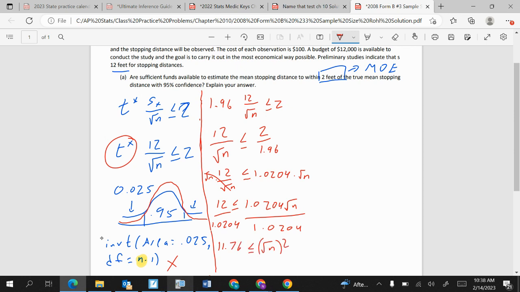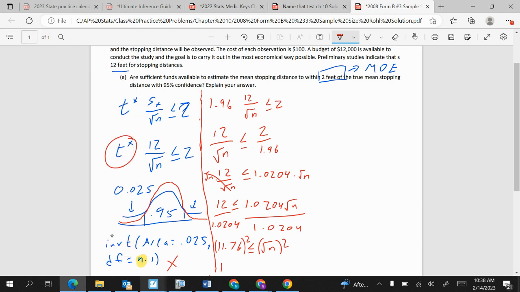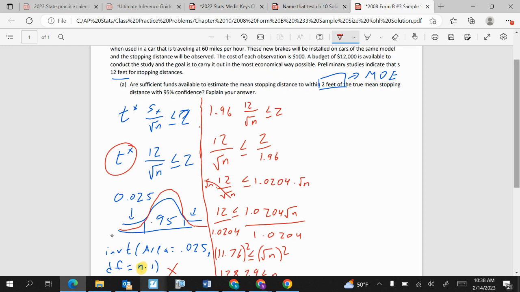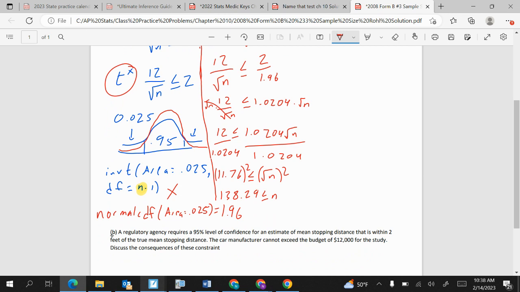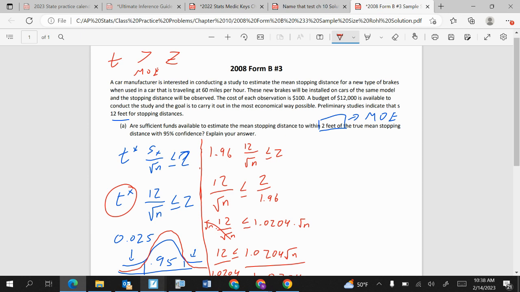I will then square both sides. 138.29. So that means n has to be 139. So now the question of do we have sufficient funds?